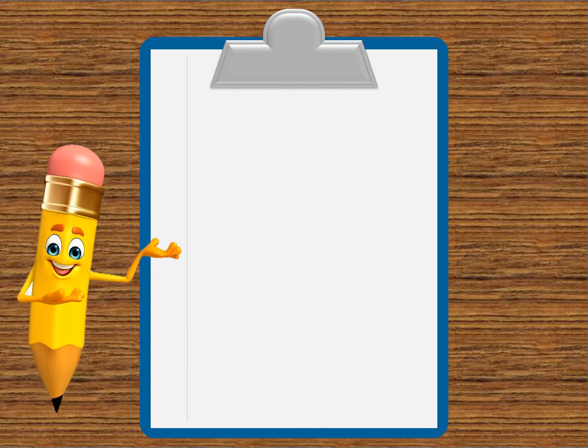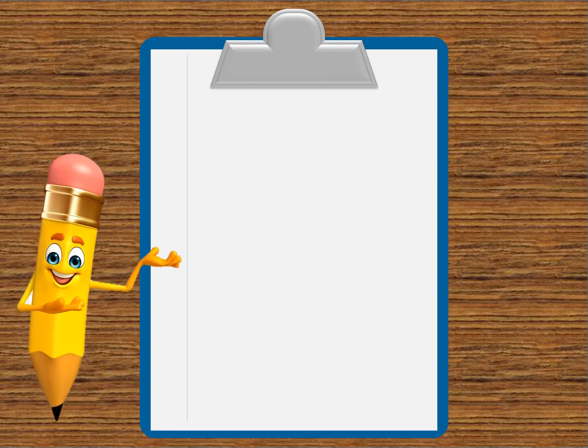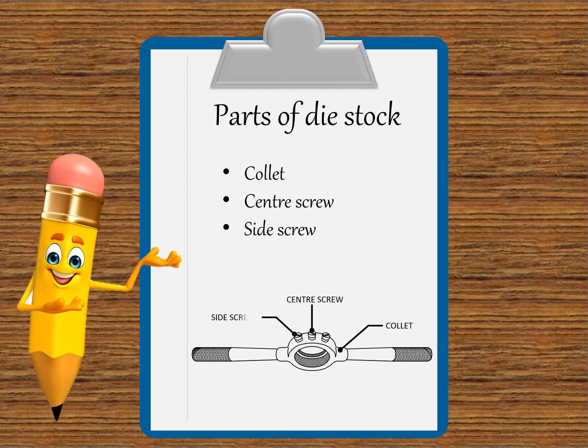After the definition, we will see what are the materials used for die stock. The stock is usually manufactured from mild steel. Now see about parts of the die stock. Collet, center screw, side screw, and the handle.